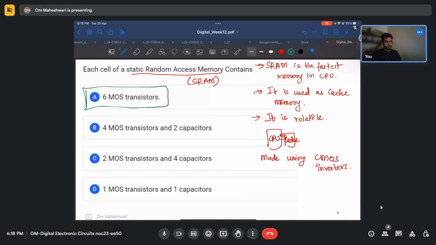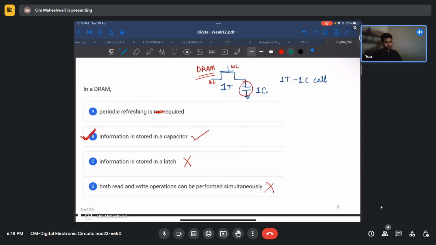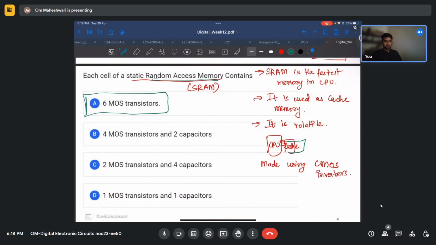It is found in cache memory. You have also seen DRAM in the first question. DRAM is the RAM that your systems have, like 4 GB, 8 GB, 16 GB. That stick RAM is DRAM, and SRAM is static RAM, that is cache memory. It is very fast compared to DRAM. I hope it is clear.